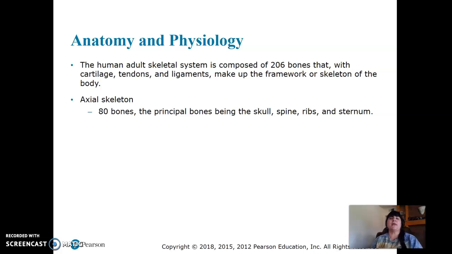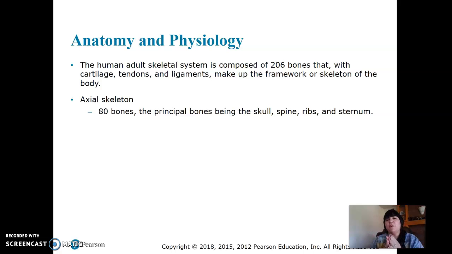All right, so anatomy and physiology. So our skeleton's made out of 206 bones, give or take. Some people have a little bit more, some people have a little bit less. So when you think, usually like Halloween time, we think of dead things, right? But again, in our body, our bones are very alive.